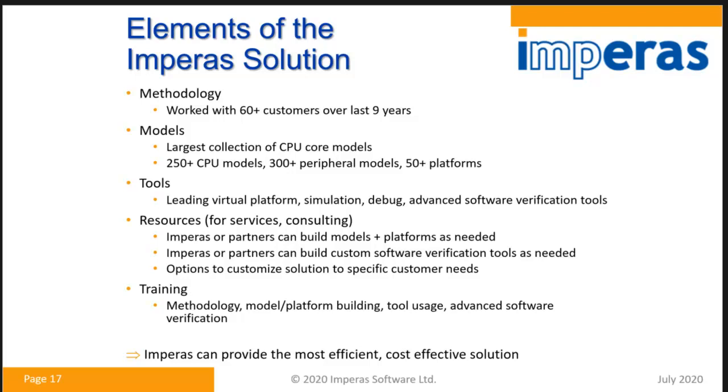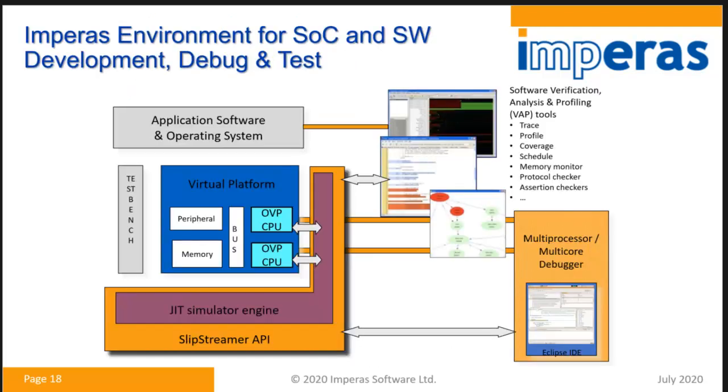So we can build models, we can build platforms, we can customize existing models, and we can help people build custom tools as well if they want to do specific verification challenges in the software or the hardware space. So we have the resources for that, and we have the ability to train, and we have also third parties that we can work with to help you as well. So it's a very cost-effective and efficient solution when you work with Imperas on this.